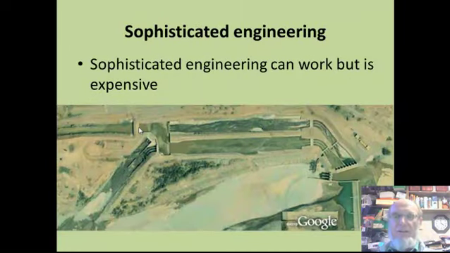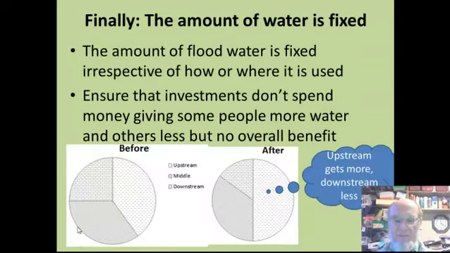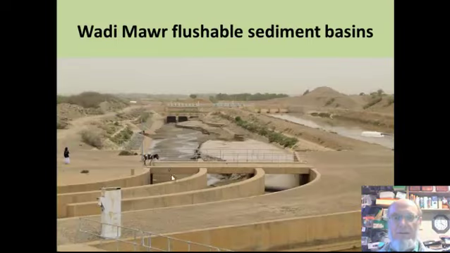It's also worth noting that sophisticated engineering can work. Here we have flushing sediment basins at Wadi Laba, with the weir and intake on the right side, big basins which flush back to the river down here. But it's all very expensive. Here's a photo of the actual basins, lots of concrete there.